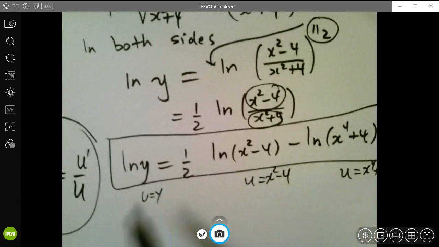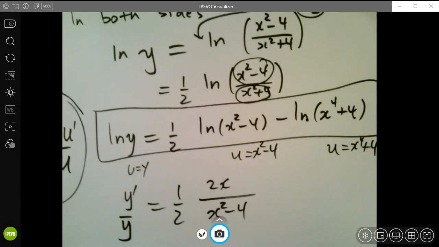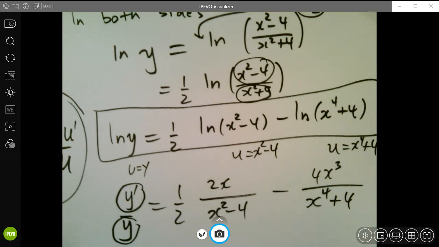So this one will be y prime over y. u here is y, with the 1/2. u prime here is 2x over u, minus 4x cubed. Okay, that's it. And now what do you do? How can you get y prime? So y prime, and here you multiply both sides by y.